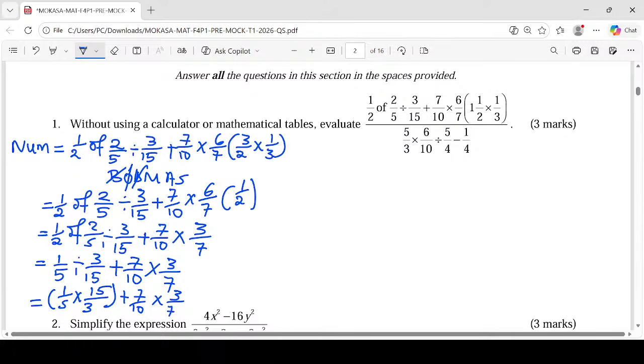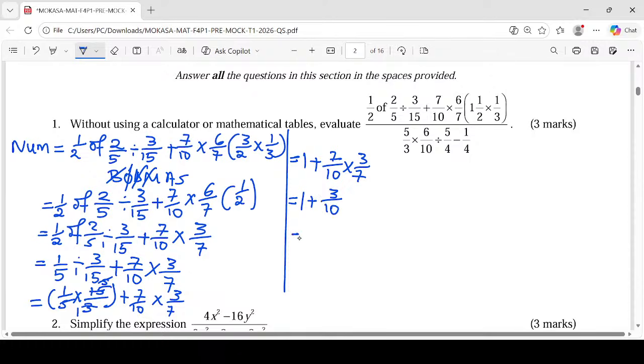So upon reaching there, our next step: when you take a fifth times 15/3, 3 into 15 is 5, then 5 and 5 cancel, which is like saying 1. So this will give you 1 plus 7 over 10, then multiplied by 3 over 7. Now after division you have multiplication: 7 over 10 times 3 over 7 will become 3 over 10.